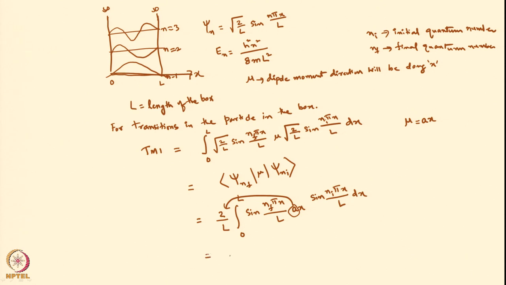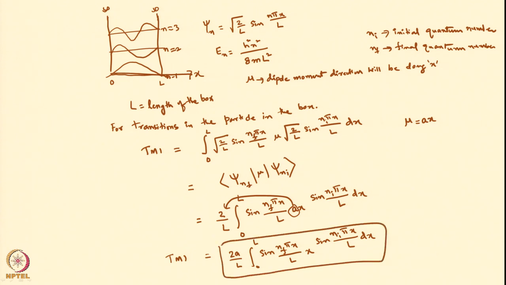So this will be nothing but 2a by L integral 0 to L sin n F pi x by L x sin n I pi x by L dx. So essentially your transition moment integral will look something like that, which is what we need to solve to get the selection rules. So let us look at them a little more carefully. The transition moment integral will now be equal to 2a by L integral 0 to L.